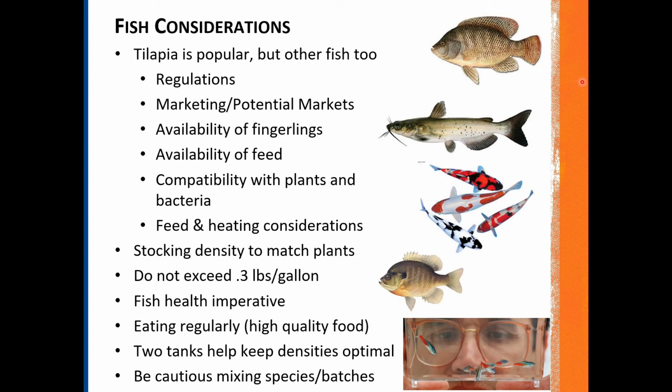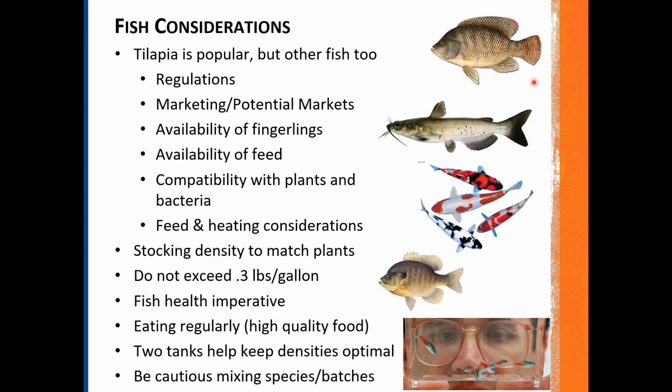Fish considerations. Tilapia, of course, is your most popular up here, but other fish are too. For example, in Florida, for hobby scale production, tilapia is prohibited by Fish and Wildlife and FDACS, and this is because they don't want them escaping into our fresh waters up here. They're already pretty much throughout the peninsula, so some species of tilapia are allowed there. You just have to check the regulations with FWC and FDACS.